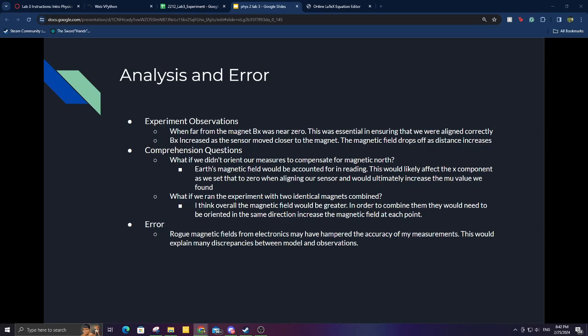Also, if we ran the experiment with two magnets connected, it would likely increase the magnetic field at each location because they must be oriented in the same way in order to be connected, strengthening the magnetic field. This may not increase it exactly twofold, however. And then finally, just to touch on potential errors, it was really hard to find a spot where the total magnetic field was accurate for my geographic location, so outside fields may have affected my measurements, causing any discrepancies.